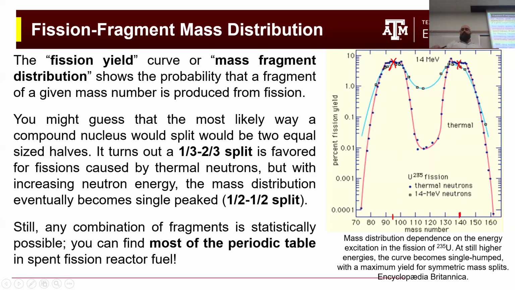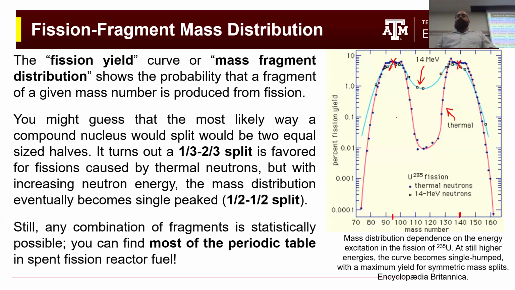And the red curve is the mass product distribution from thermal neutrons. If you increase the energy of the neutron that's causing the fission, it reduces how much you peak down. So this curve right here is showing the fissions caused by 14 MeV neutrons, whereas the red one is fissions caused by thermal neutrons. And if you were to continue increasing the energy from there, eventually you would just get a single humped distribution where it would preferentially split things 50-50.